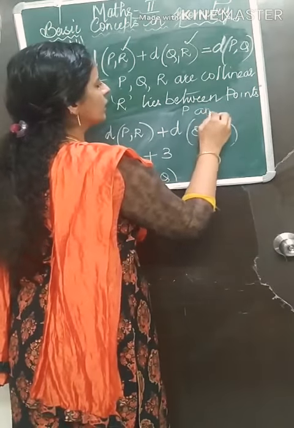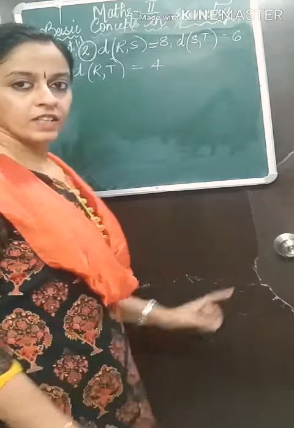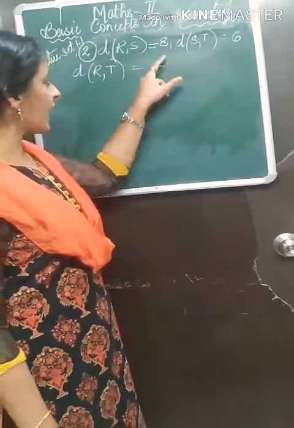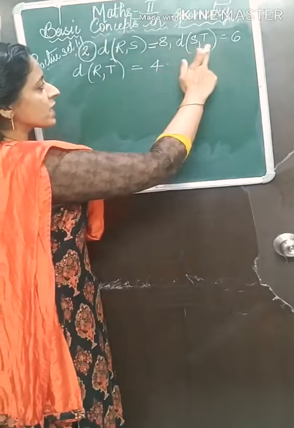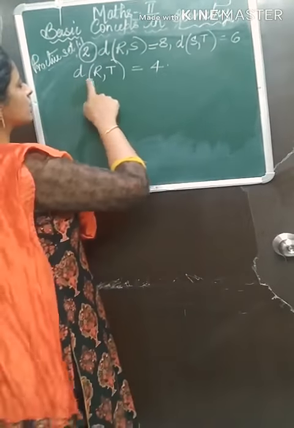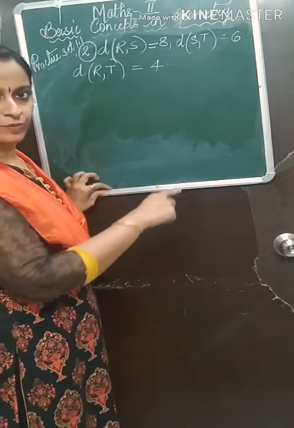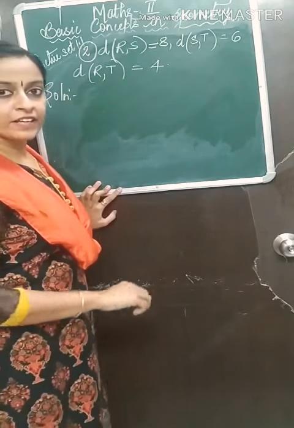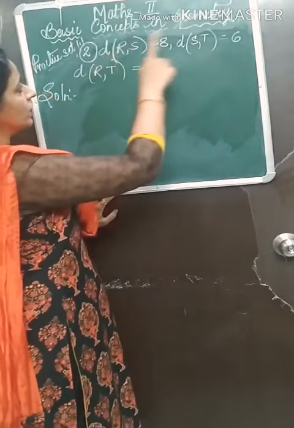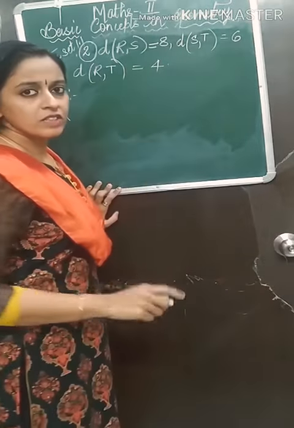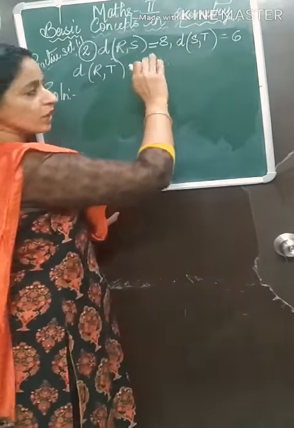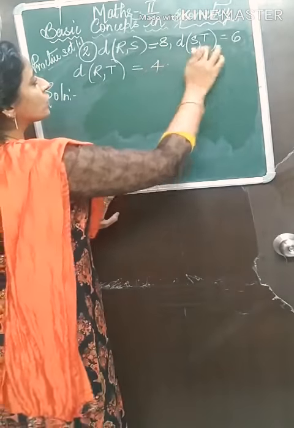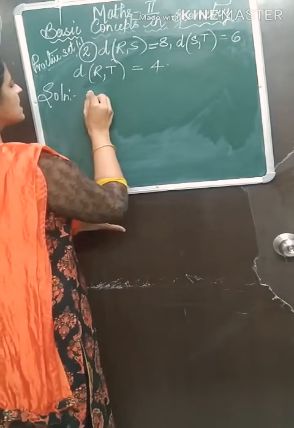Now the second question we have: distance between R comma S is 8, distance between points S and T is 6, distance between points R and T is 4. What was the technique I told you? Find out the biggest number. Here 8, 6 and 4. Which is the biggest number? 8. So that distance we will not touch. Let us add the other two and see.